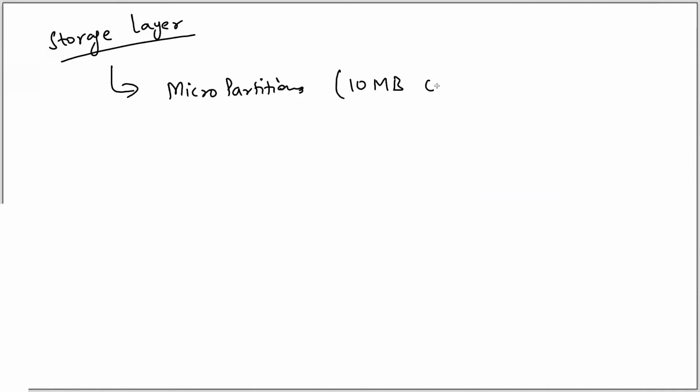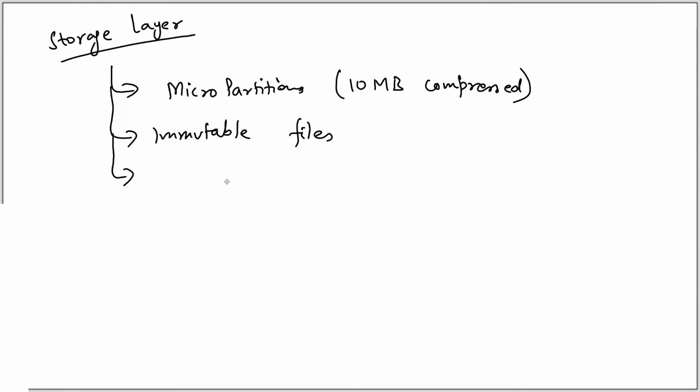So you know what is the problem with Hive partitioning? We have data stored in micro partitions. Micro partitions are actually 10 MB compressed. This is the size of a micro partition. These micro partitions are basically immutable files in Snowflake, and they are able to overcome the problems with Hive partitioning. Do you know the problems with Hive partitioning specifically?